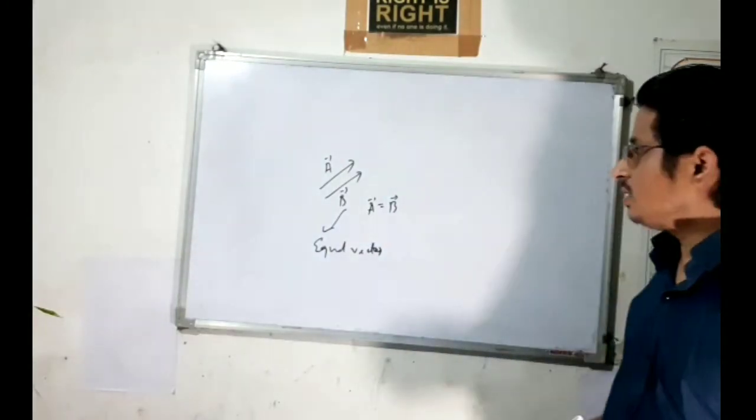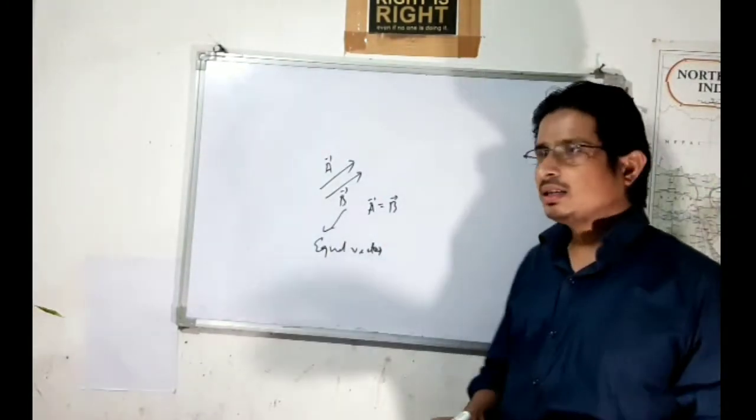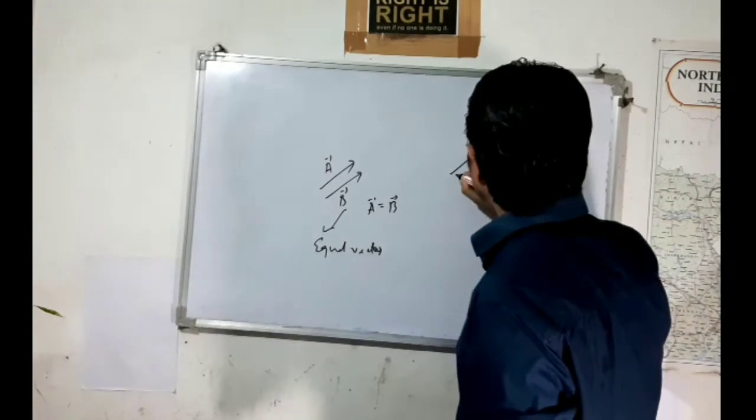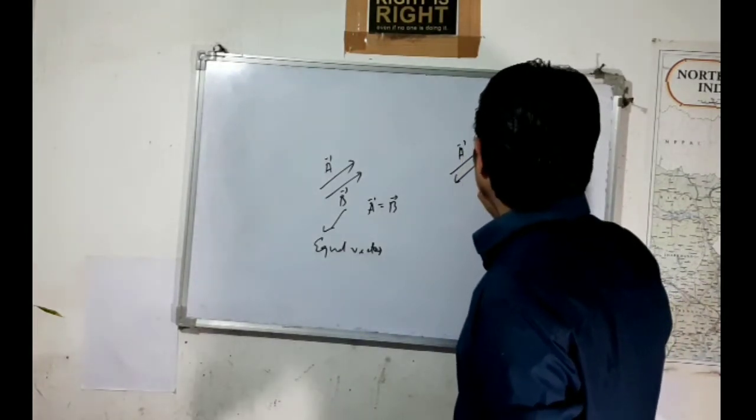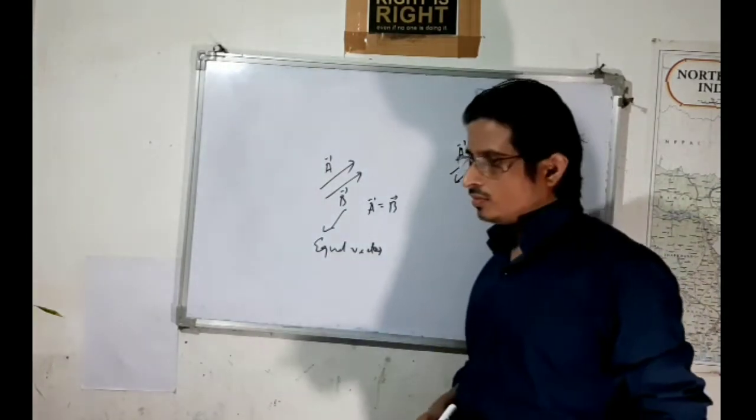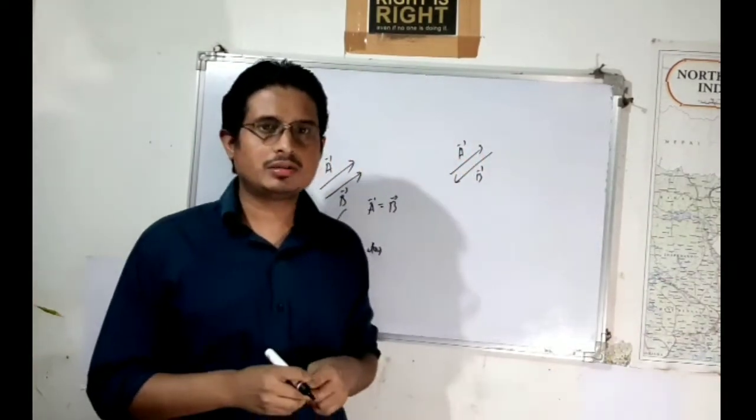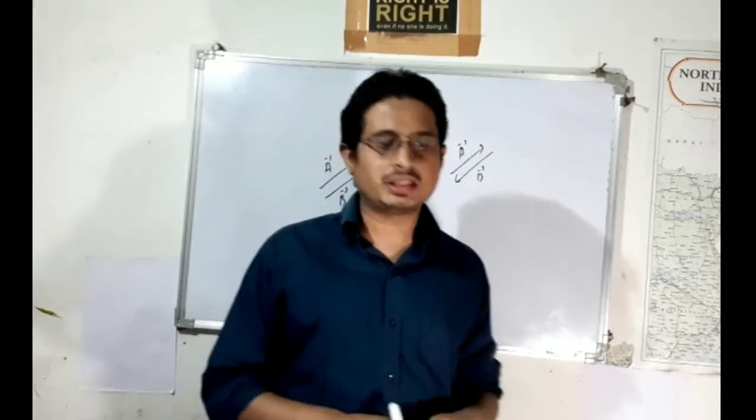If two vectors have the same magnitude but are reversed in direction, suppose this is A and this is B, then these two are negative to each other. So these are known as negative vectors to each other.